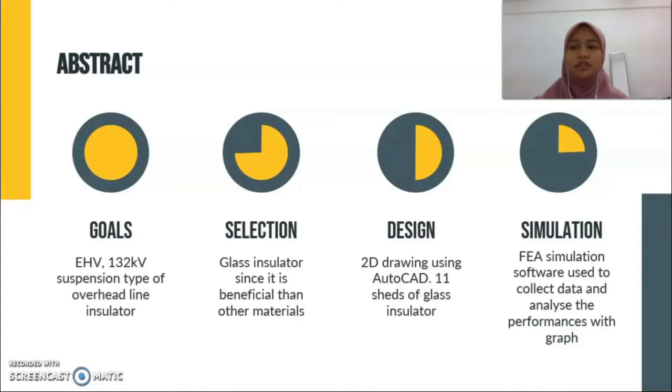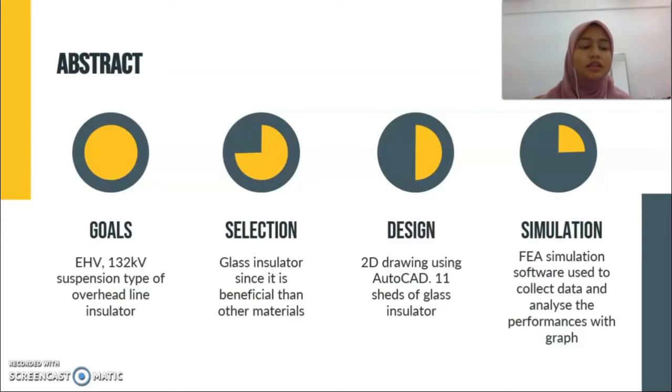So today I would like to present about the abstract of this project. First, the goal for this company is to create one conceptual model of an extra high voltage (EHV) 132 kilovolt or 275 kilovolt suspension type overhead line insulator. Then we have to figure out how to design and select the best high voltage suspension line insulator that can survive environmental damage.